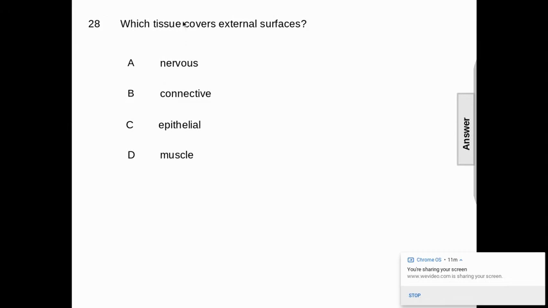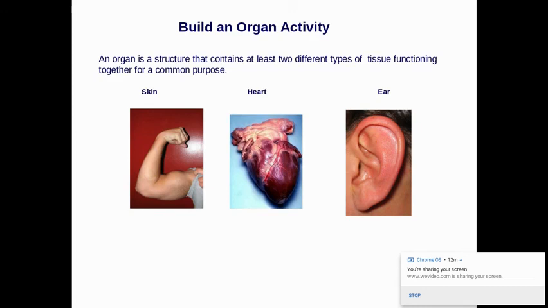Which tissue covers external surfaces, and also covers internal organs? Is it nervous, connective, epithelial, or muscle? The answer is C, epithelial. Okay, we're going to stop right there.